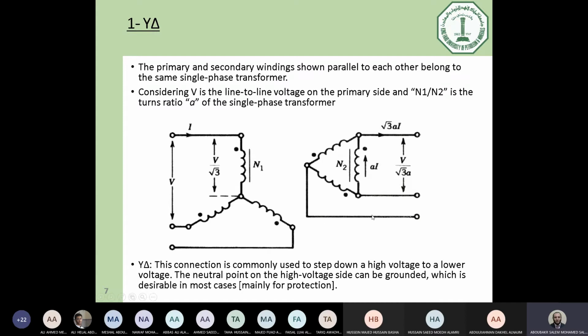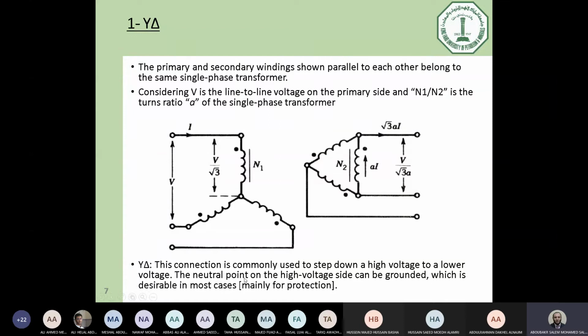What are the main applications for this connection, star delta? This connection is commonly used to step down a high voltage to a lower voltage. So this is mainly used for step down. As you can see here, because of the ratio of square root of 3, it's better to use it for step down.